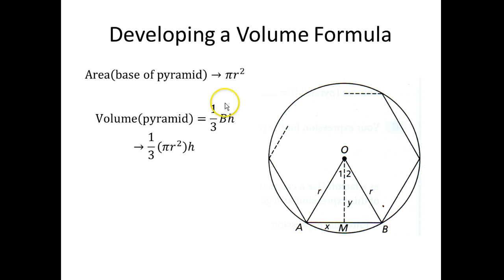And since the area of the base of the pyramid goes to pi times the radius squared, the volume of my pyramid, if you remember, is 1/3 times the area of the base of the pyramid times the height. So the more and more sides that my inscribed pyramid has on its base, the volume of the inscribed pyramid will start to approach 1/3 times pi r squared times h.